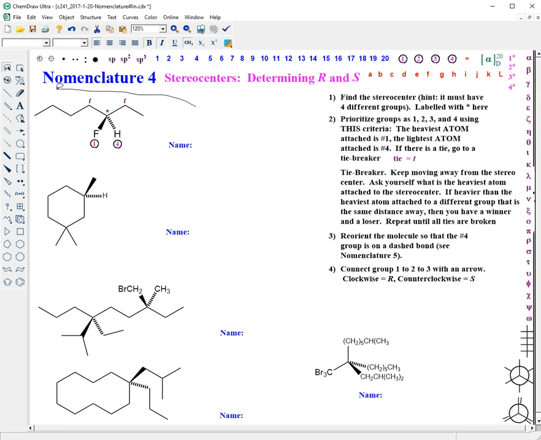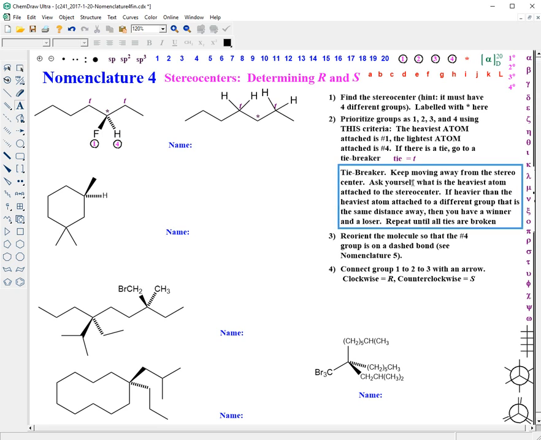To do it, I'm going to copy the part where we don't have numbers yet, break them down a little more fully. They are both CH2s. How do we break a tie? Keep moving away from the stereocenter. Ask yourself, what is the heaviest atom attached to the stereocenter? If it's a heavier atom than the heaviest atom attached to a different group that is the same distance away, then you have a winner and a loser. Repeat until all ties are broken.